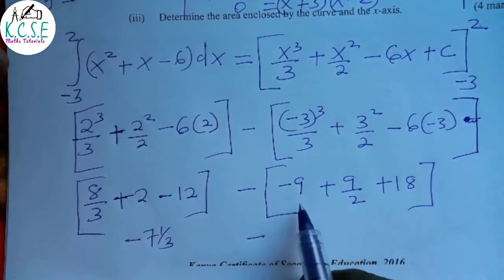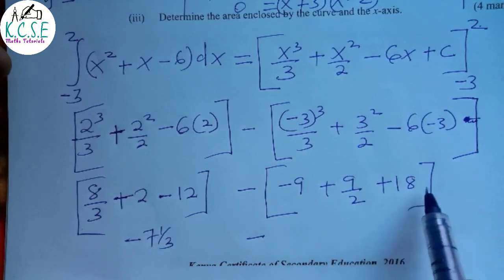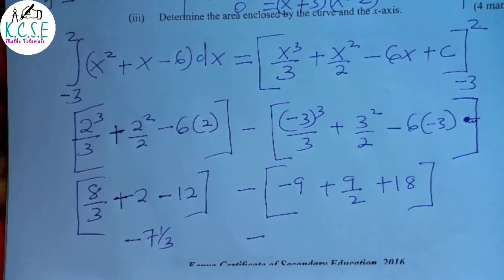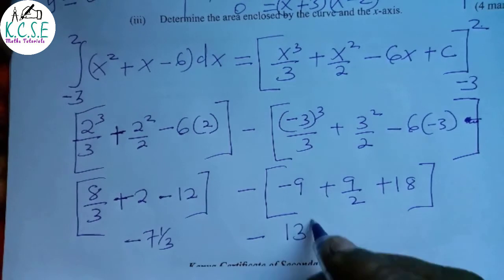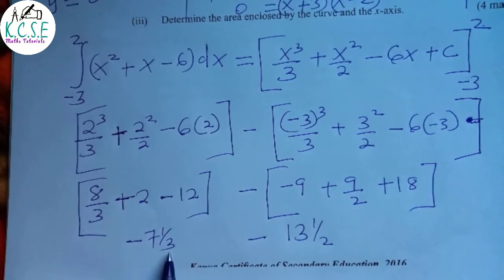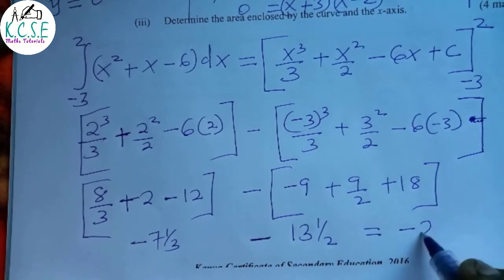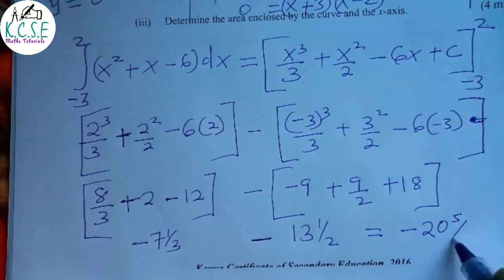Then work out these. This will give negative 9 plus 9 over 2 plus 18. Use a calculator to do that. You get positive 13 and a half. Now work out these. What is negative 7 and a third subtract 13 and a half? You get negative 20 and 5 over 6.